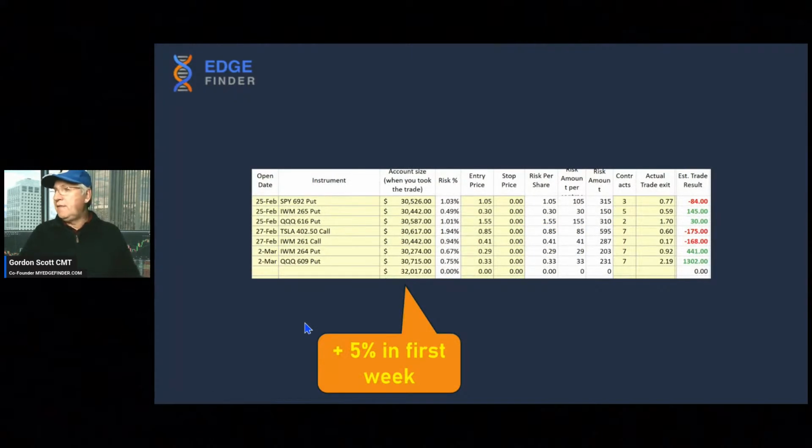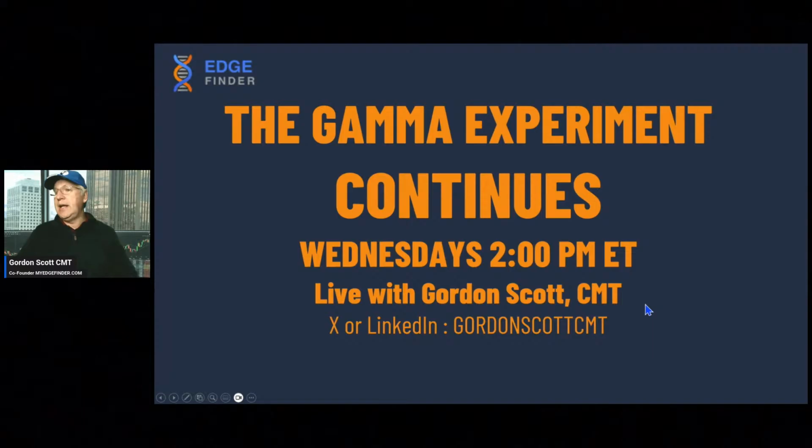Here's what I did the first week with these trades, plus 5%. Not all of them won, but there was this huge winner I had right here. Just the kind of stuff I'm talking about. When I lose, I can only lose as much as I put into risk. But when I win, sometimes the wins are small, but then sometimes they're very big. And anyway, it's pretty exciting. We're going to continue this experiment tomorrow.